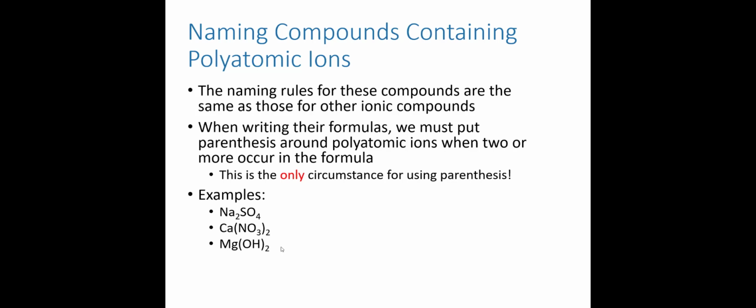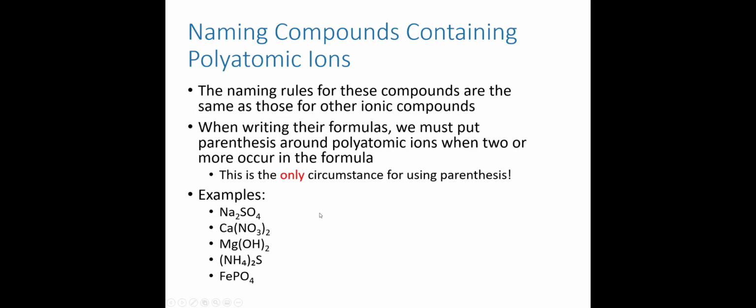Here's another formula where I need to have 2 of these hydroxides to cancel out the charge of magnesium. Sulfur we know is 2-, and this ion is +1, so we'd need 2 of them. And we don't need parentheses here.